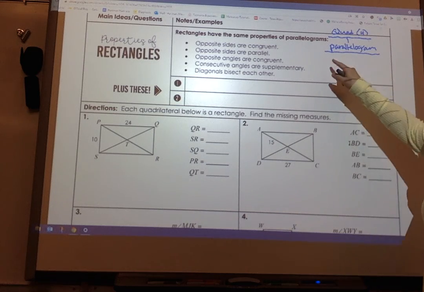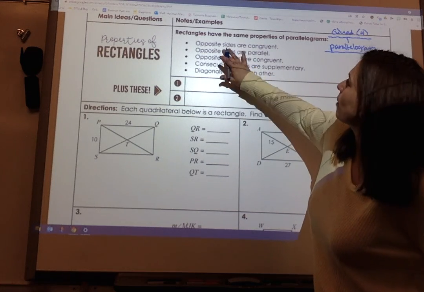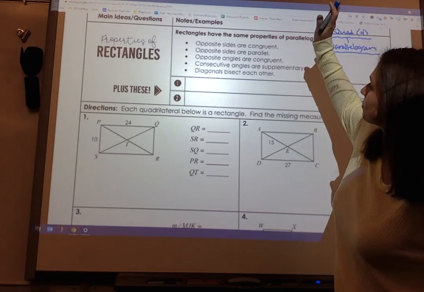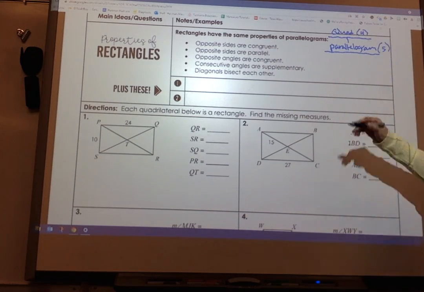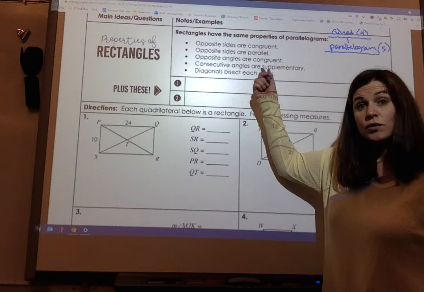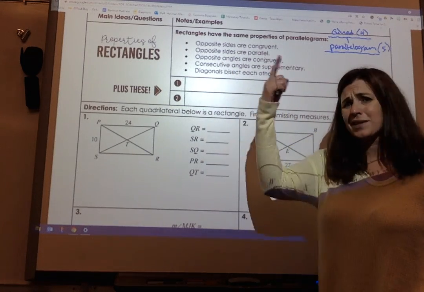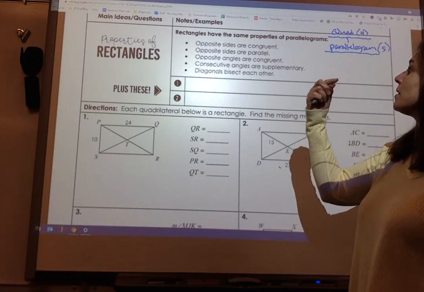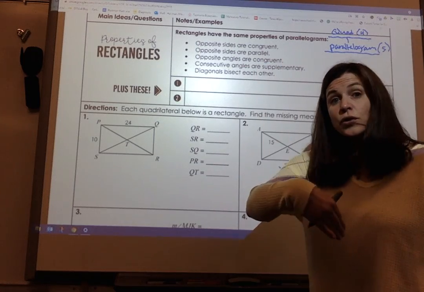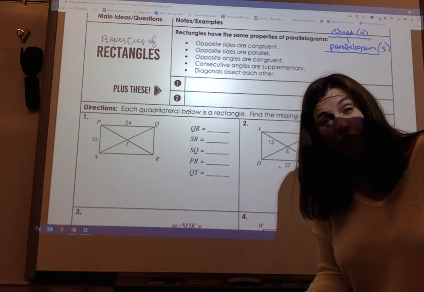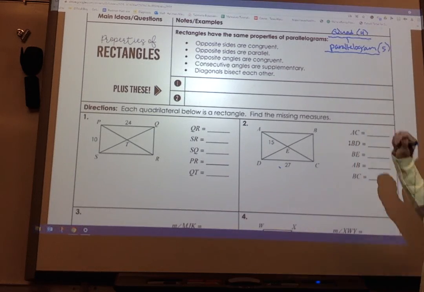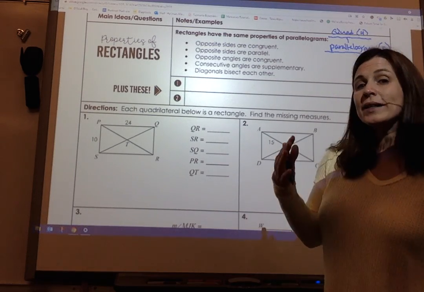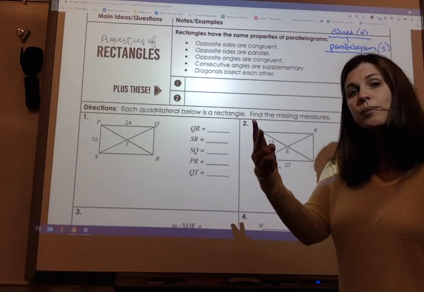We already know that these five properties make up the parallelogram, okay? So anything that's a parallelogram has those five properties that we've already talked about. Opposite sides are congruent, opposite sides are parallel, opposite angles are congruent, consecutive interior angles are supplementary, and diagonals bisect each other. That doesn't change. That stays the same. But a rectangle has two more properties.